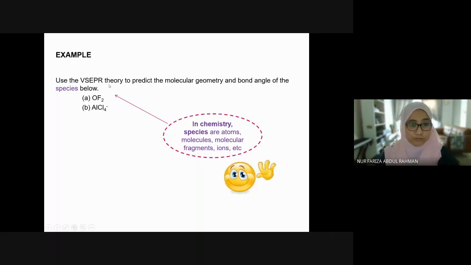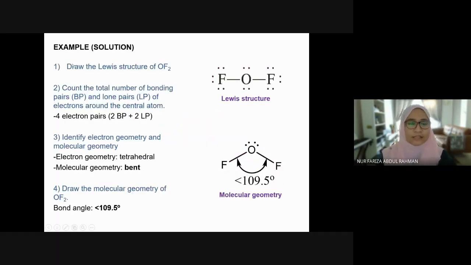Okay. Use the VSEPR theory to predict the molecular geometry and bond angle of the species below. Okay. So let's start from OF2. You kena start from the beginning guys. You have to start from the beginning. Okay, you kena start from the Lewis structure tu. Kira everything. Okay, so katakanlah kita dah skip dah all the kira-kira one. So this is your Lewis structure.